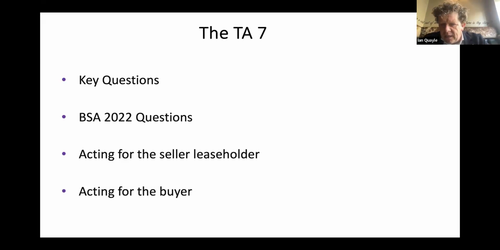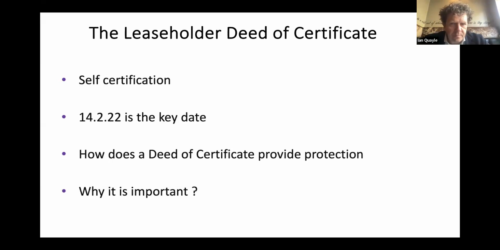If you're acting for a seller in connection with TA7 forms, I would always warn the client about the dangers of providing incorrect information and the risk of a misrepresentation action or a criminal offence under Section 2 of the Fraud Act being committed. And if you're acting for a buyer, I would say to the buyer client that the buyer should be relying on a survey of the building to determine whether or not what the leaseholder is saying, or indeed the landlord is saying in a landlord certificate, is correct.